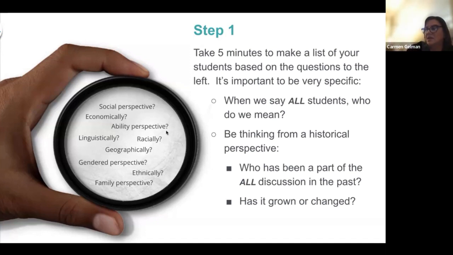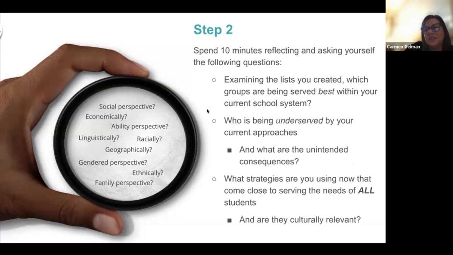I have folks break up into groups, and then they get chart paper and spend 5 minutes thinking about all the students in their school environment, and they create a list and they present. So they spend 10 minutes reflecting and asking themselves these questions. Once they've created the list, they examine the list, and they talk about which groups are being served the best within your current school system, who is being underserved by your current approaches, what are the unintended consequences of students being underserved, what strategies are you using now that come close to serving the needs of all students, and are they culturally relevant?